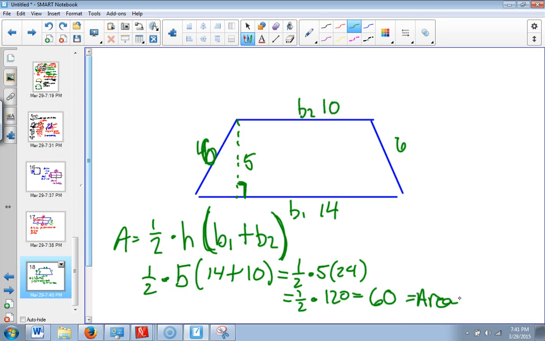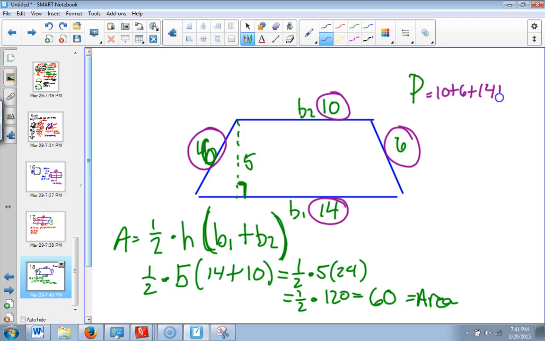All right, now perimeter, I need to add up the sides. So here are the sides. Side 1, side 2, side 3, side 4. The height is not a side. So the perimeter is 10 plus 6 plus 14 plus 6. So that's going to be 36. So there's your trapezoid.